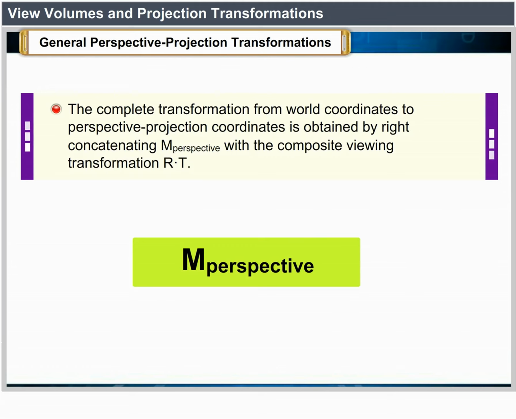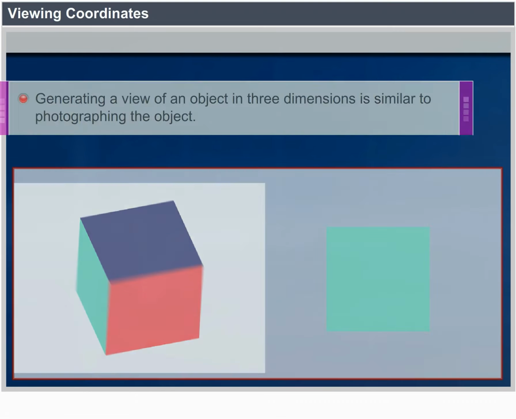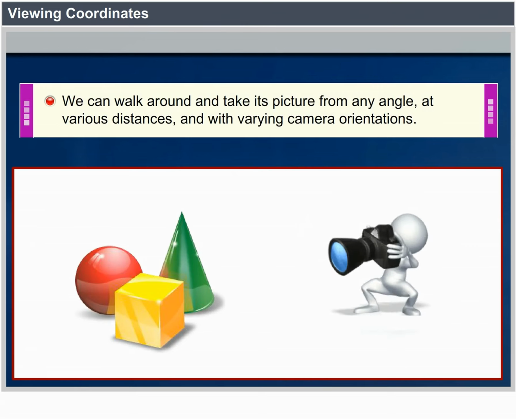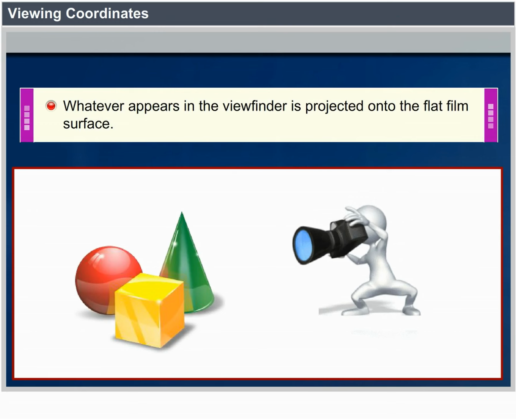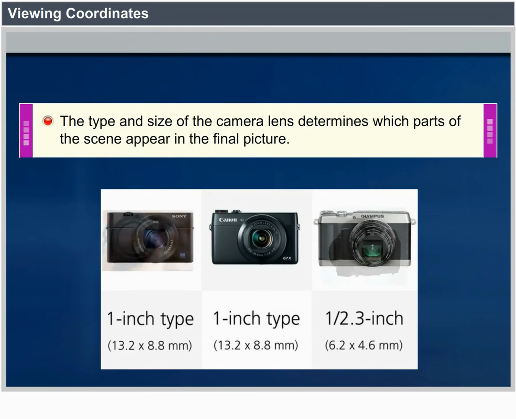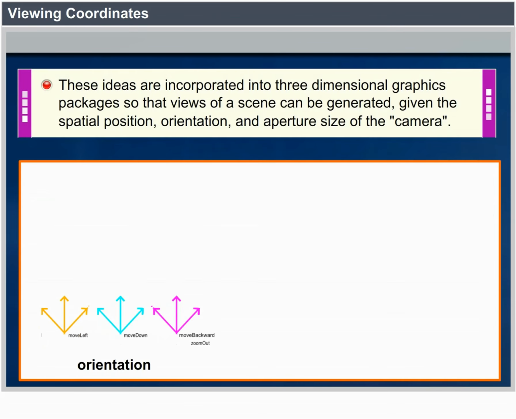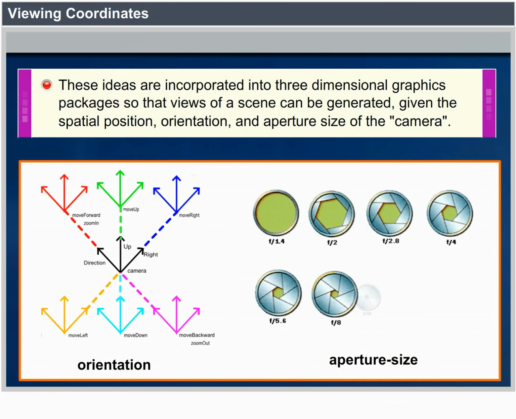Viewing coordinates. Generating a view of an object in 3 dimensions is similar to photographing the object. We can walk around and take its picture from any angle at various distances and with varying camera orientations. Whatever appears in the viewfinder is projected onto the flat film surface. The type and size of the camera lens determines which parts of the scene appear in the final picture. These ideas are incorporated into the 3-dimensional graphics packages so that views of a scene can be generated given the spatial position, orientation and aperture size of the camera.